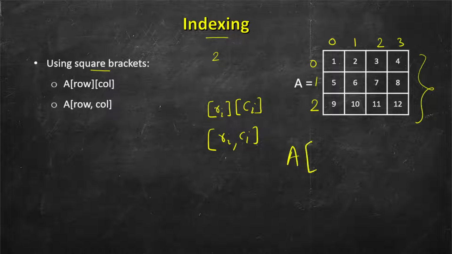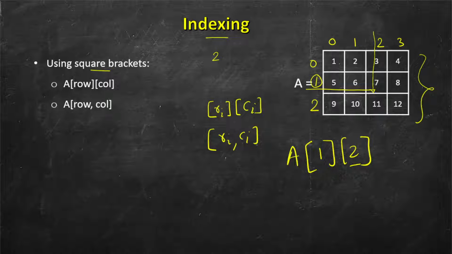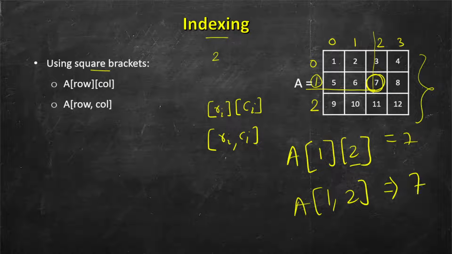So let's take an example. If we write A[1][2], then 1 is this index, the second row, and 2 is this third column. So we reach here, so the value is 7. The same thing you can write as A[1, 2] also, so this will be 7.